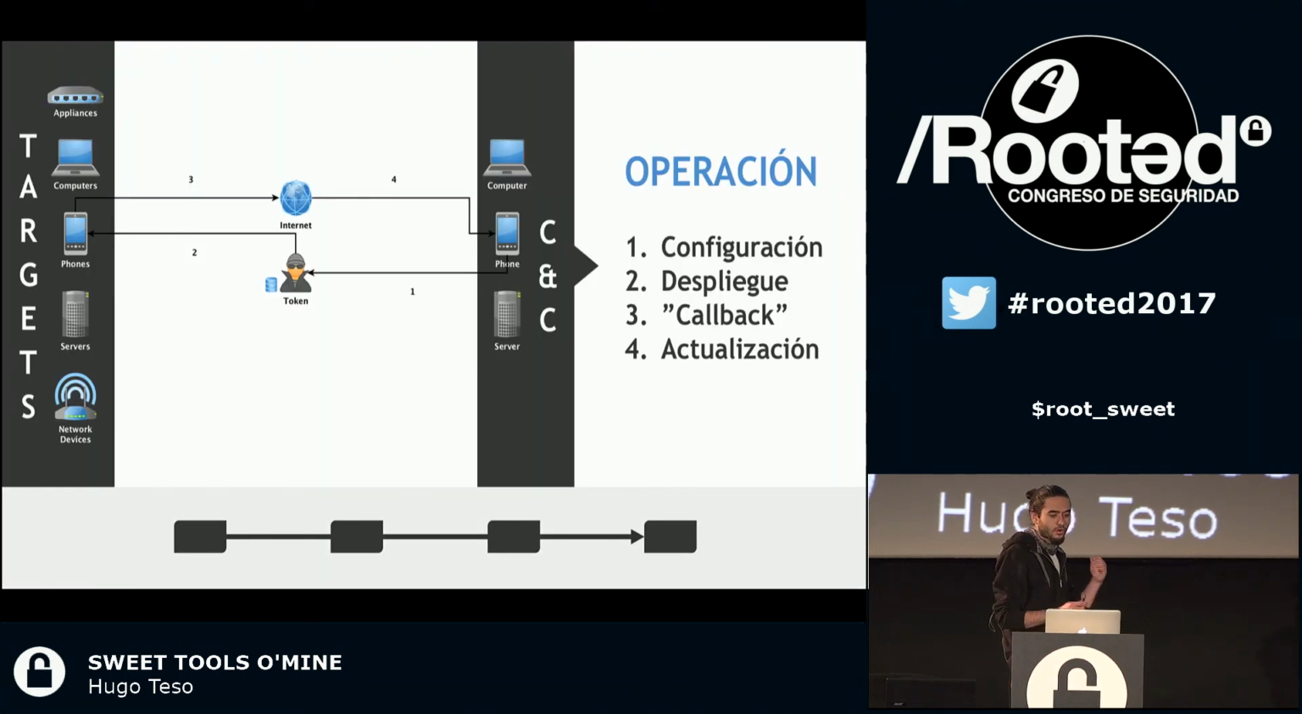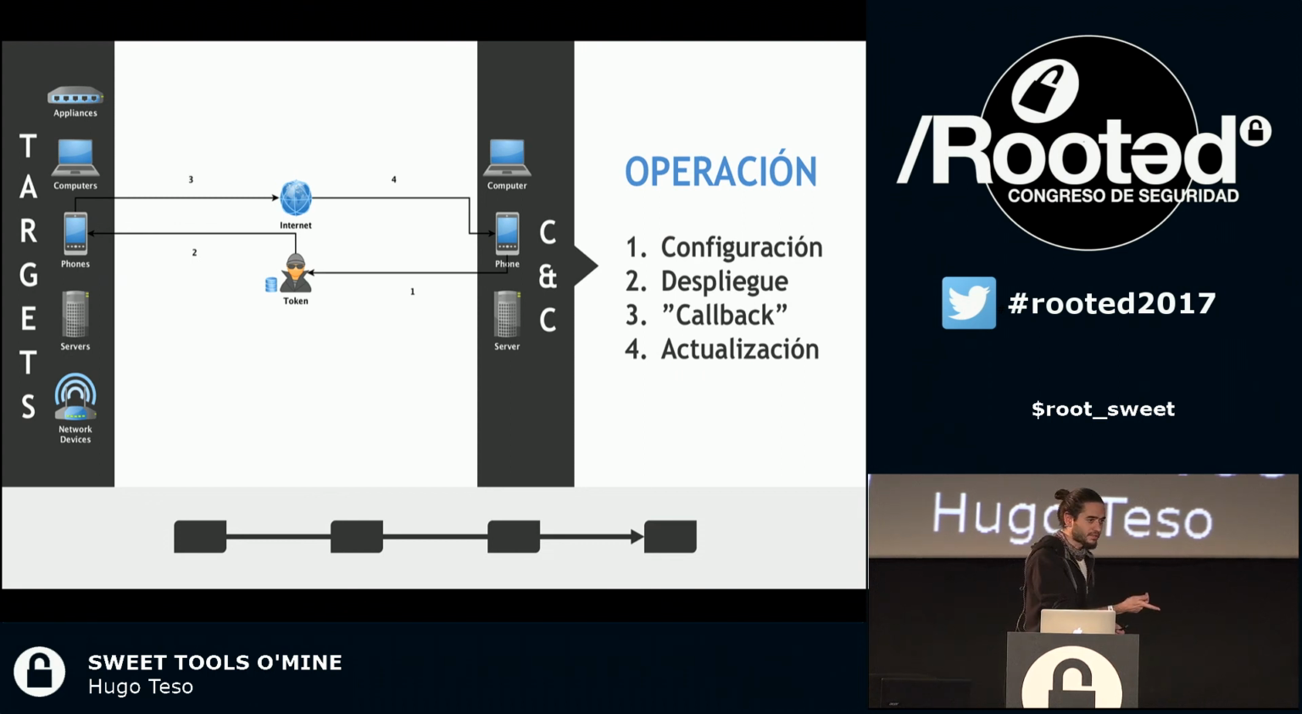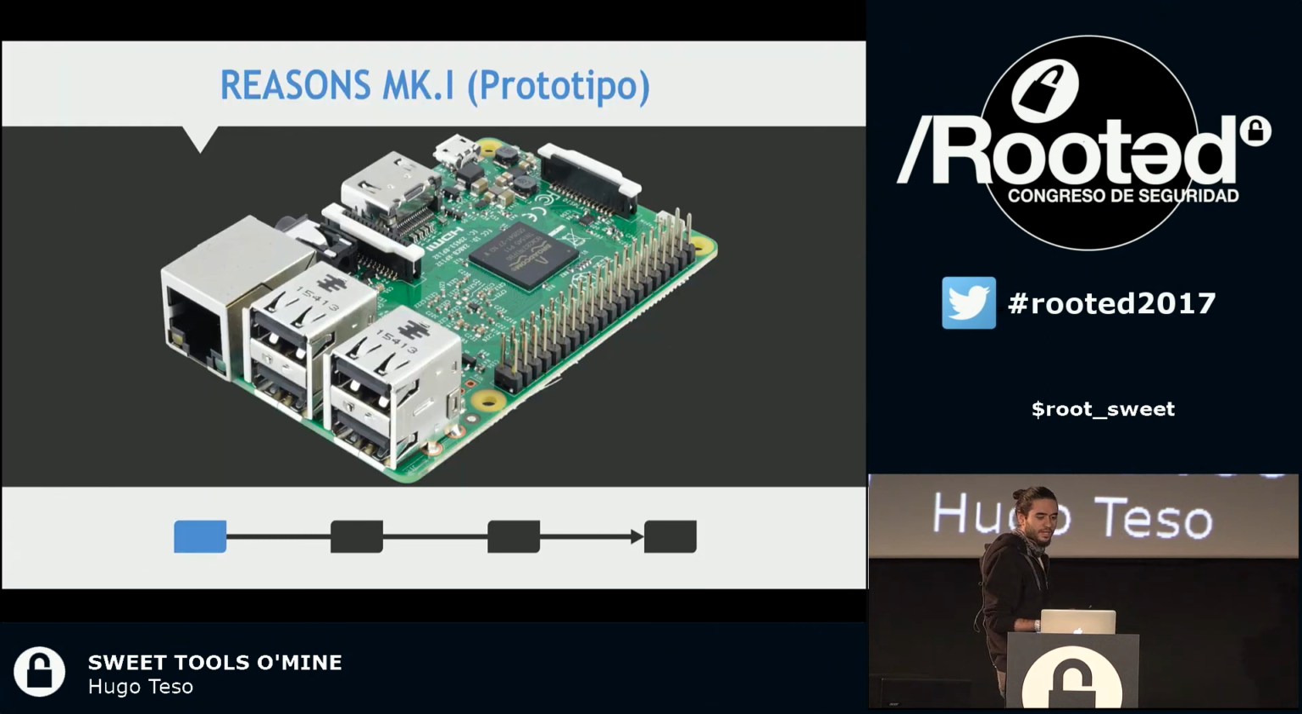And the way they operate is as follows. So you configure the device. You use a laptop for it, a smartphone, a server, or sometimes the actual device. You deploy it with your target, either physically or remotely. Then that device, after compromising the target, calls back home, and then the upgrade cycle starts. So not much of a difference. And in the beginning, I just made this prototype, MK1. I wanted it to be cheap.